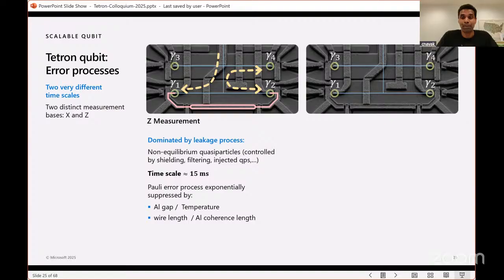So, that's very strongly suppressed, which is why we don't really see those processes. We don't see those kinds of Pauli processes. What we see is this 15 millisecond time scale. We estimate, based on the known gap, temperature, and coherence length, that this is a very long time.